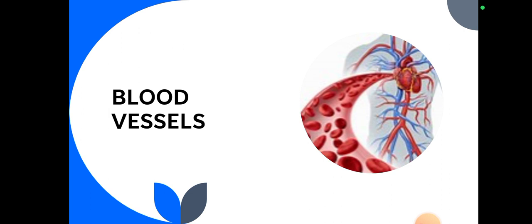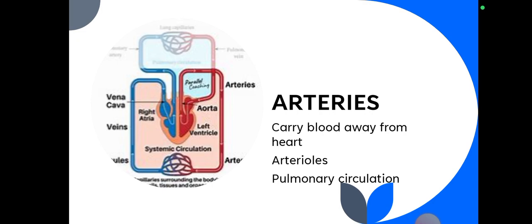Now we come at blood vessels. As you can see in the diagram, they're blood vessels. Firstly, it is artery. As you can see in the diagram, arteries are shown in red color. Arteries at the smallest part are known as arterioles. They carry blood away from the heart, and they are part of both systemic circulation and pulmonary circulation. It is already given in the diagram.